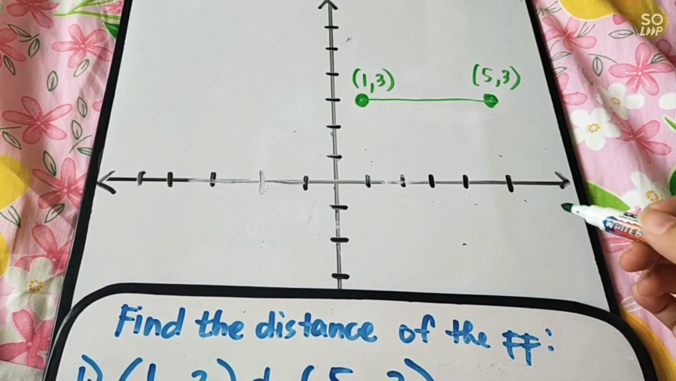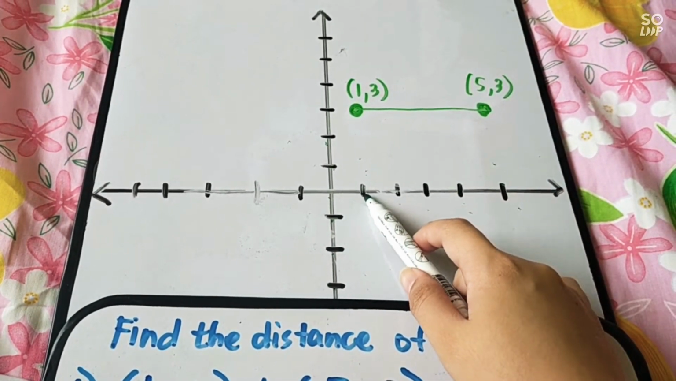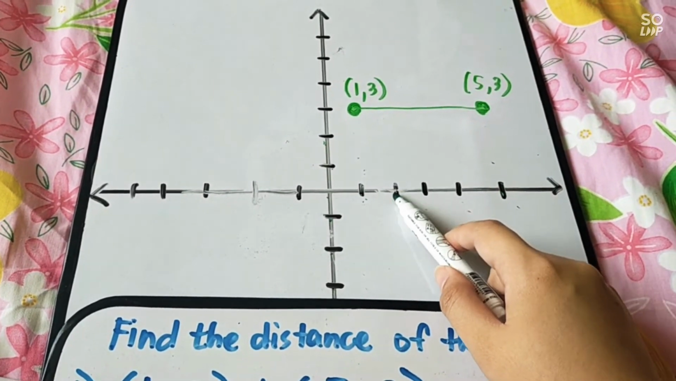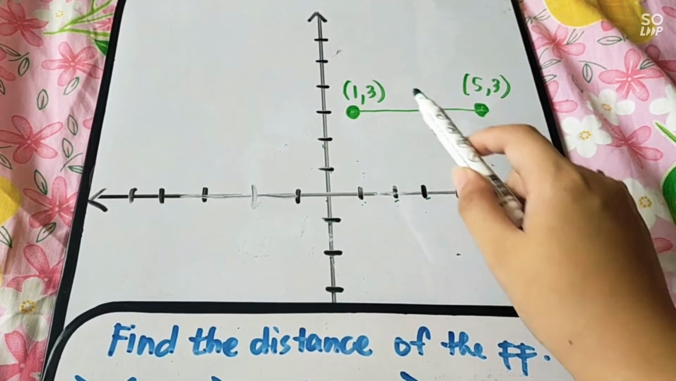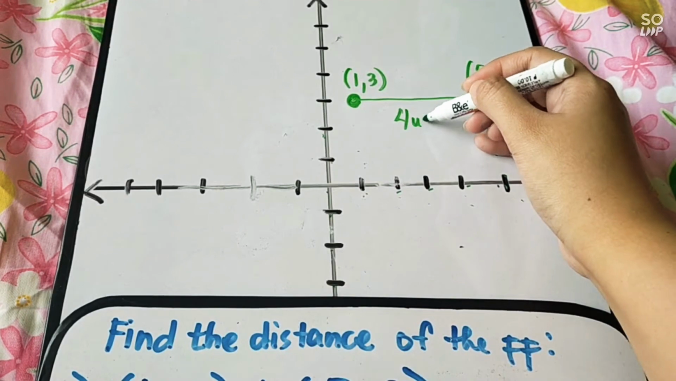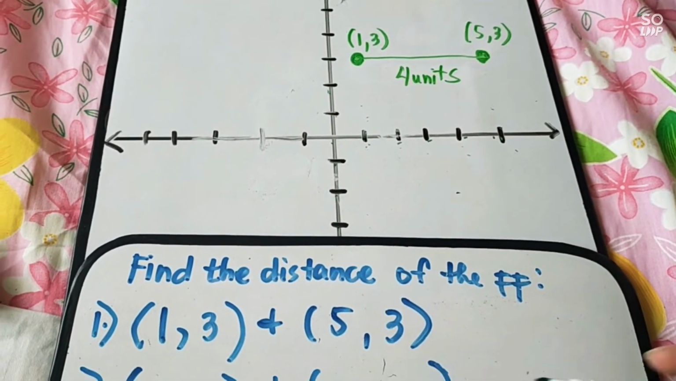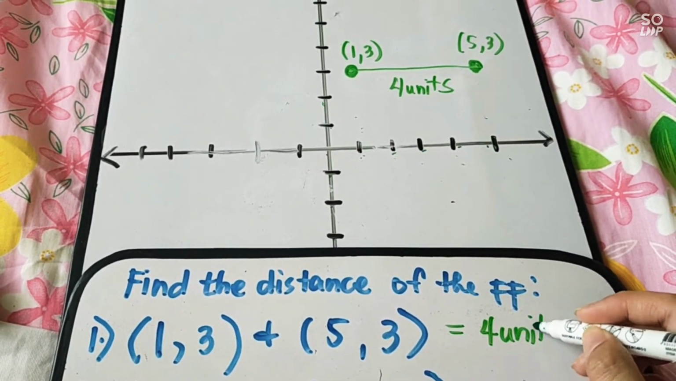So, we are going to find this distance. To count the distance, let us use the Cartesian plane. From here to here, let's just count. We have 1, 2, 3, 4. So the distance between (1, 3) and (5, 3) is 4 units. It's that simple. Okay? So between (1, 3) and (5, 3), we have 4 units.